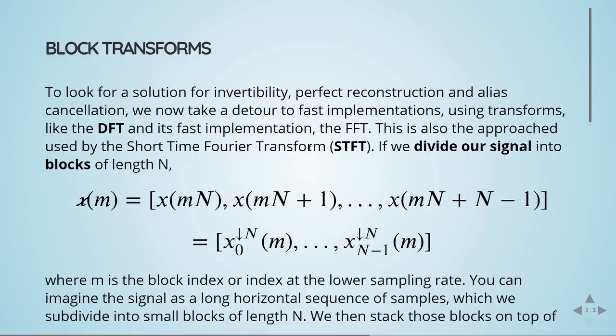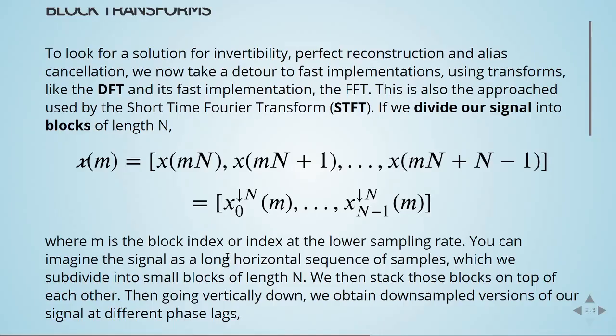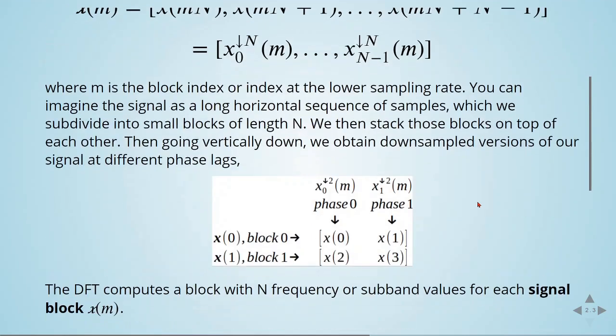If we divide our signal into blocks of length capital N, where M is the block index or index at the lower sampling rate, you can imagine the signal as a long horizontal sequence of samples which we subdivide into small blocks of length capital N. We then stack those blocks on top of each other. Then, going vertically down, we obtain downsampled versions of our signal at different phase lags.